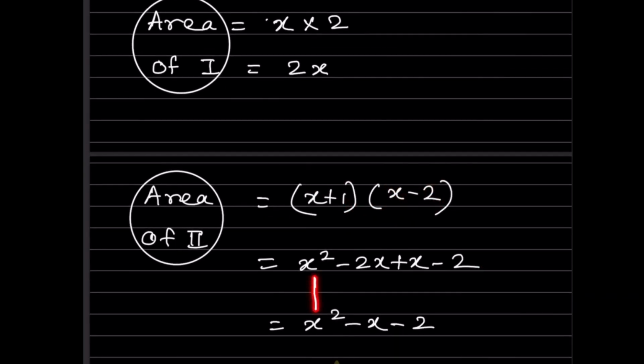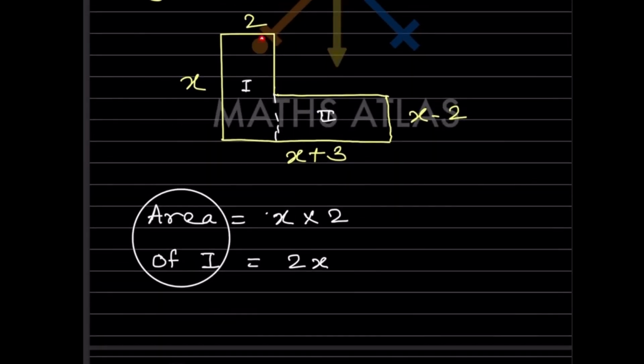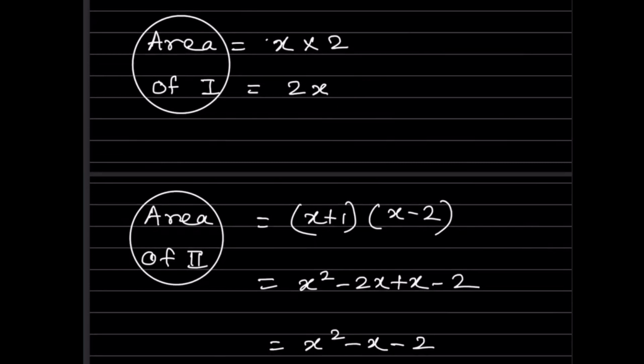So here this is x square minus 2x, plus x is going to be minus x, and minus 2. So this also you can write as square units. So now what we want is the area of this whole part. So what we can do, we can add this 1 and 2. So we will add this and this part.